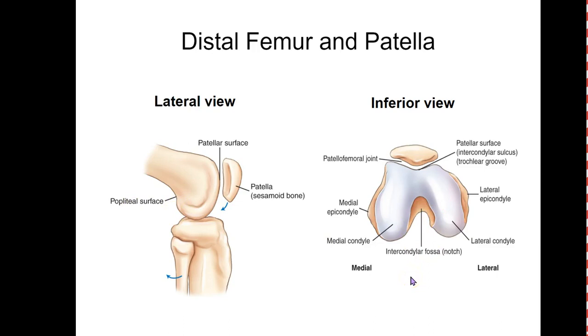And then again, take a look at the epicondyles. Remember, they're rough prominences on the outermost tips of the condyles. So here's your medial epicondyle and here's your lateral epicondyle. This rounded surface here and here then would be your condyles.